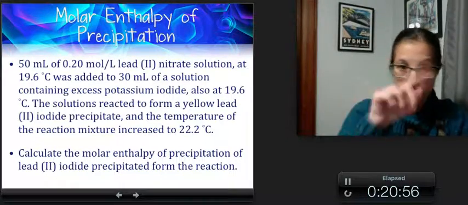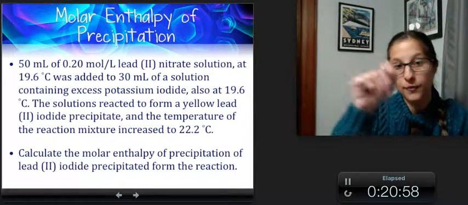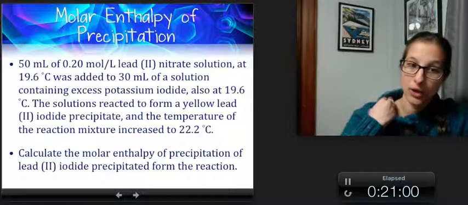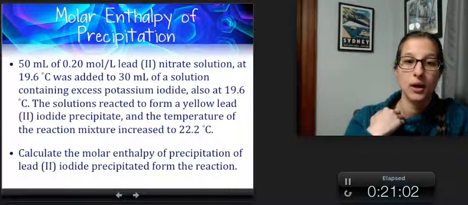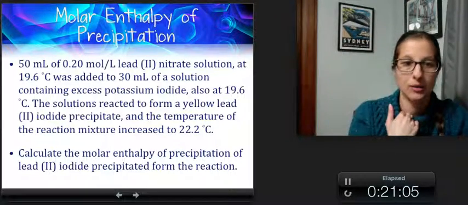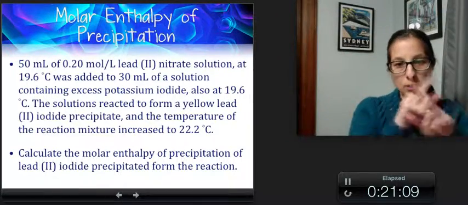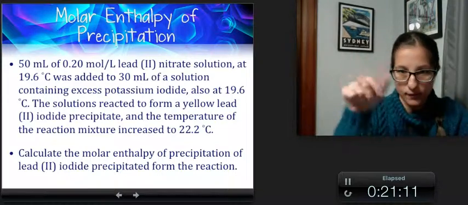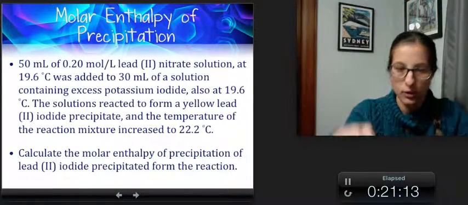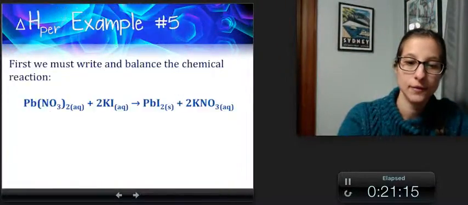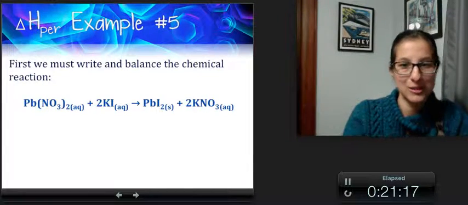Okay, so you have to figure out what the formula of lead-2 nitrate is, the formula of potassium iodide, and the formula of lead-2 iodide. You have to use your crossover rule. That's why I was doing this. That's me crossing over.